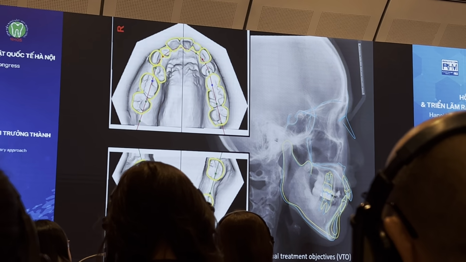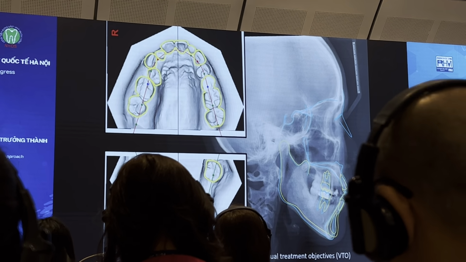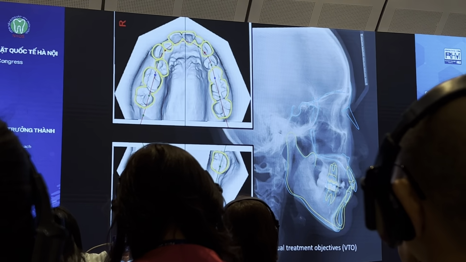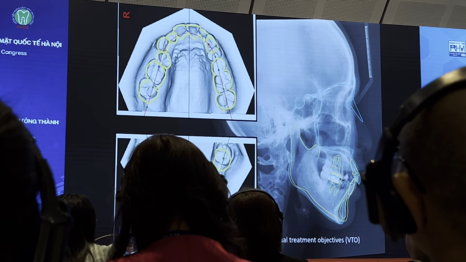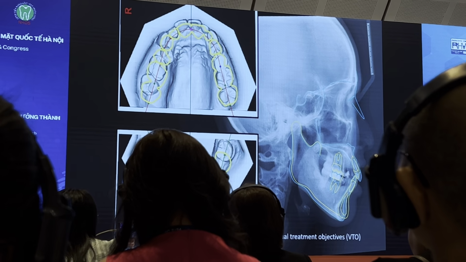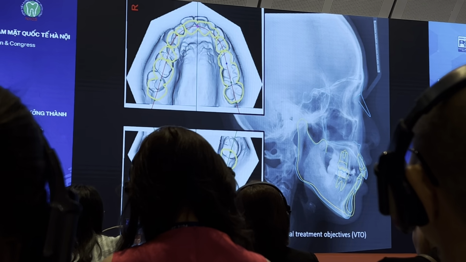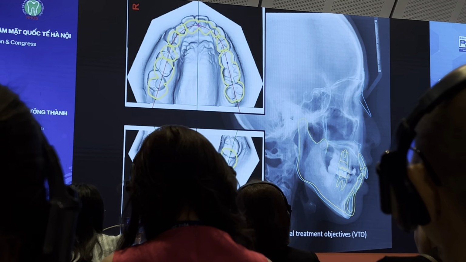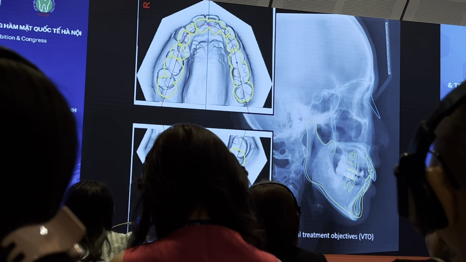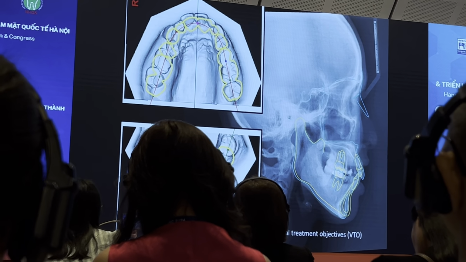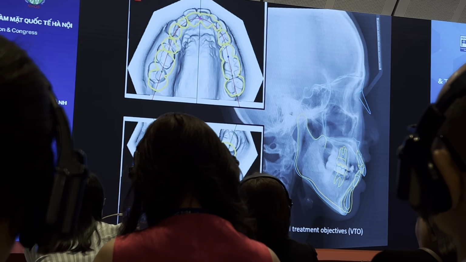Next, I had to decide the arch form and plan the tooth movement on the occlusogram. Again, I had to make sure that the roots were still inside the bone after the teeth were aligned. In case the biological limit is violated, either we have to change the treatment objectives or orthodontic surgery has to be considered. Most importantly, the patient and the members of the dental team must be involved during the shared decision-making process.